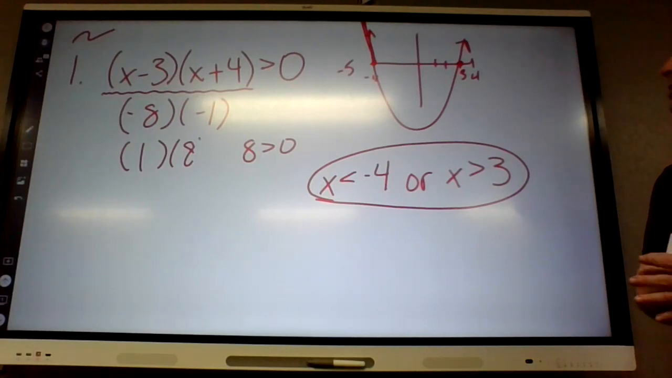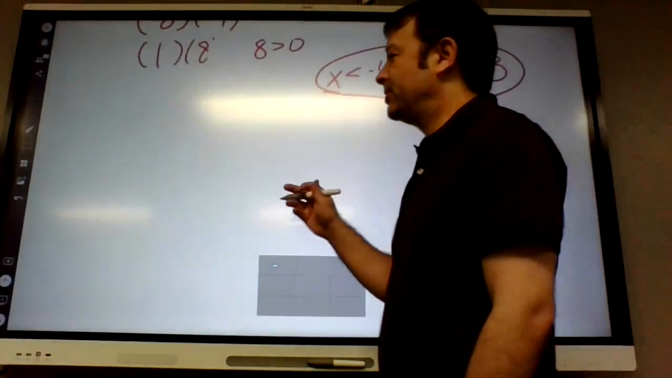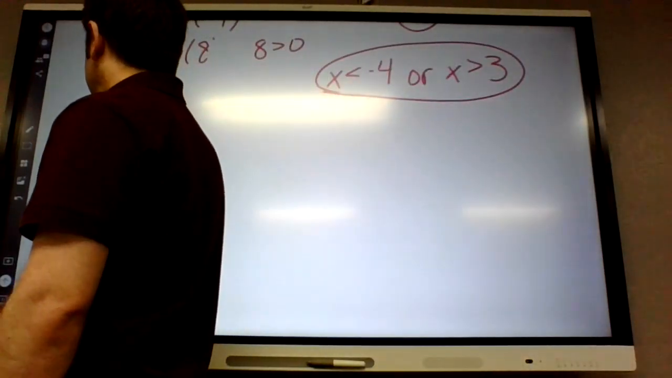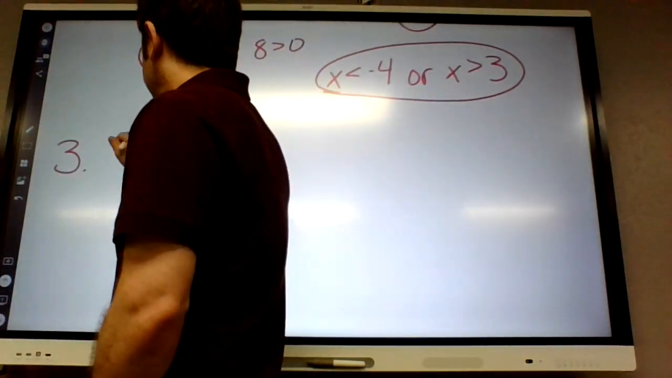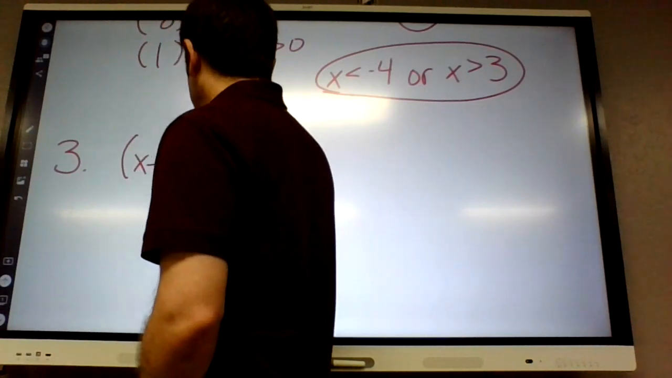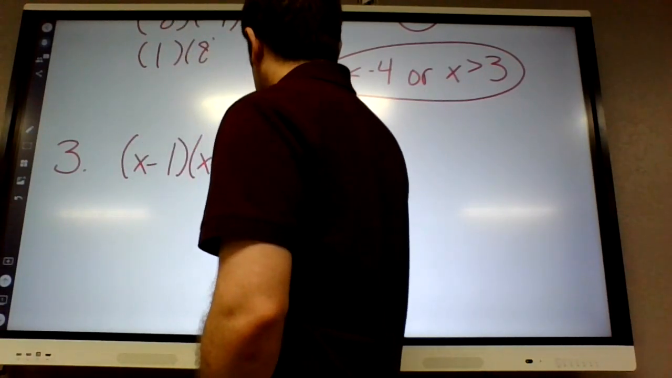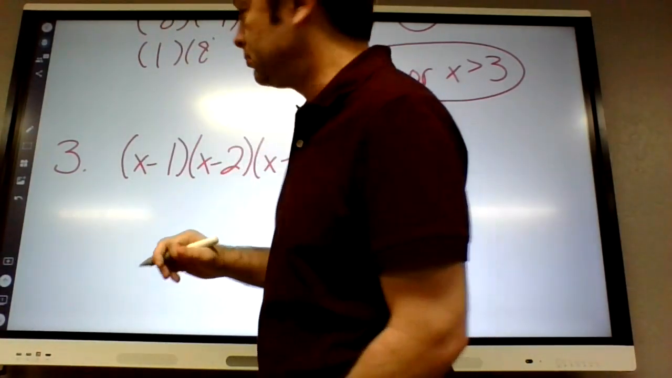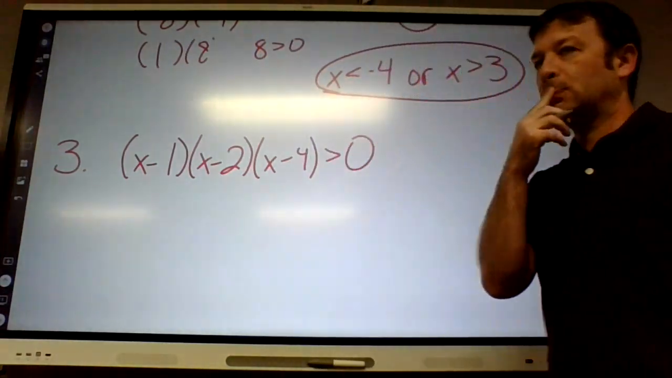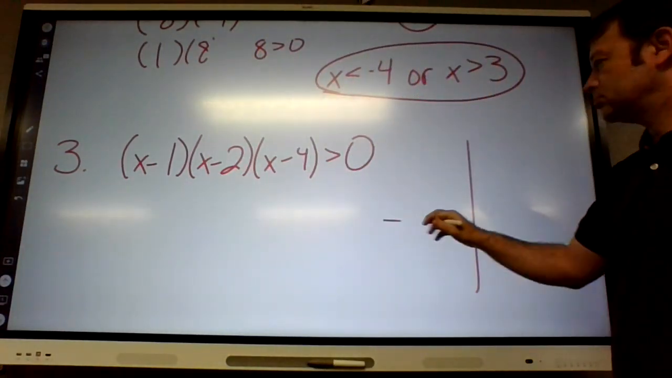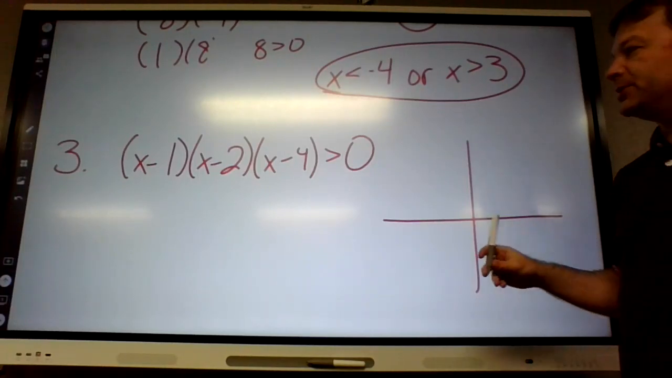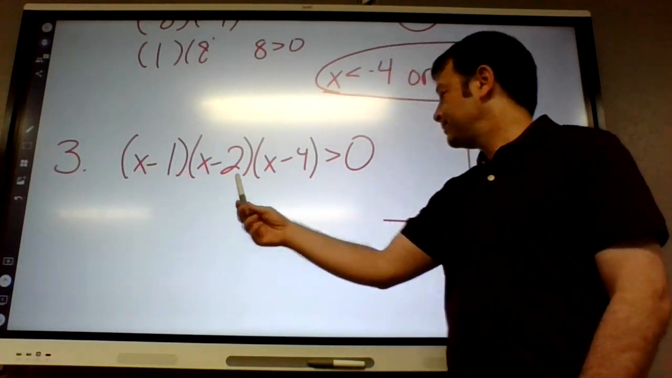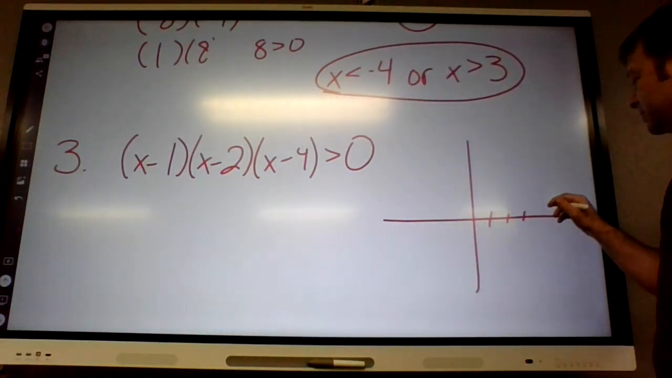There's kind of two ways to do this, and let's talk about both ways, and then I'm going to do one way. Okay, x minus 1, x minus 2, x minus 4. All right, so where are the zeros of this function right here? 1, 2, and 4.